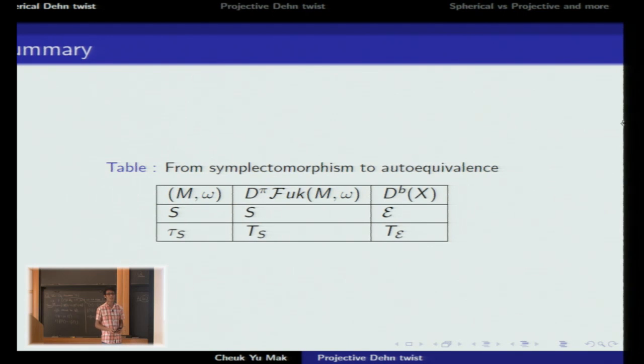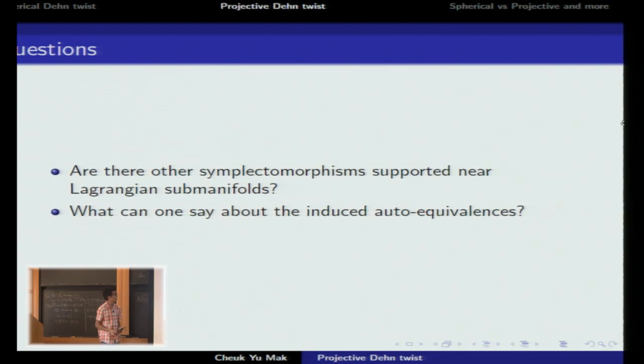So this is a summary. In the first column: symplectic manifold, Lagrangian sphere, Dehn twist. In the second: derived Fukaya category, Lagrangian sphere, Dehn twist. And in the third column: bounded derived category of coherent sheaves, spherical object, and spherical twist. This is not the end of the story. So, questions: are there other symplectomorphisms supported near Lagrangian submanifolds? And if yes, what can one say about the induced autoequivalence?